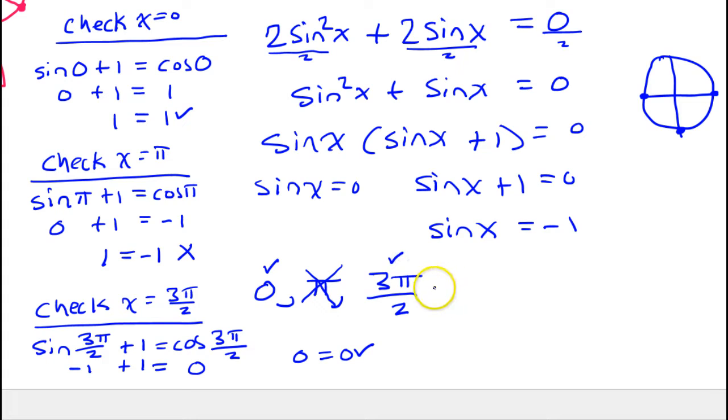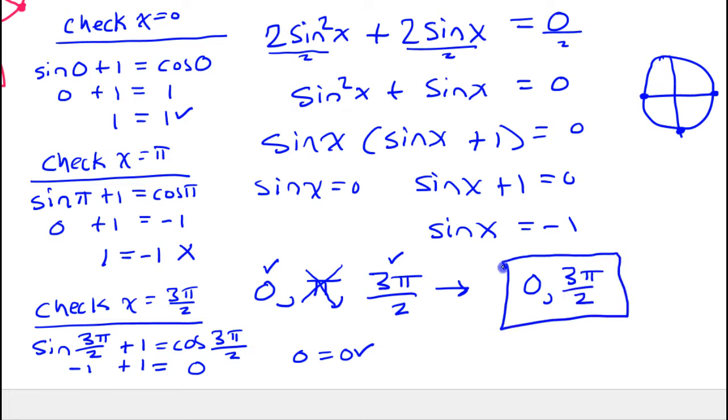So that leads me to my final answer, which is simply 0 and 3 pi over 2. These are the only two answers, and the only way we could know not to include the pi is that we checked them all.